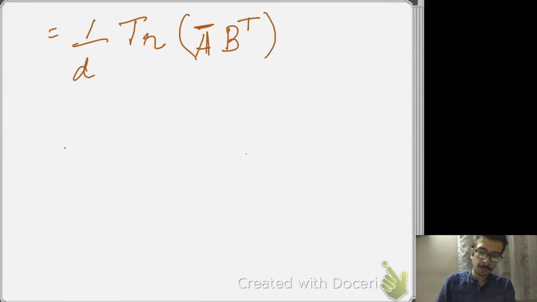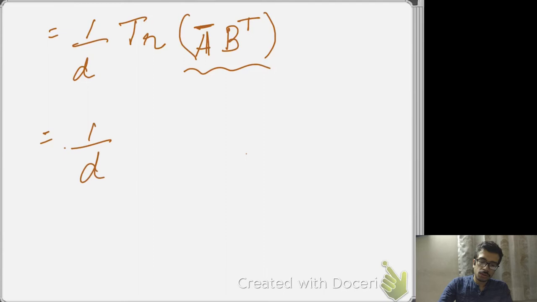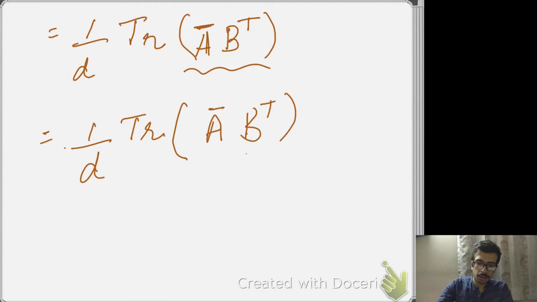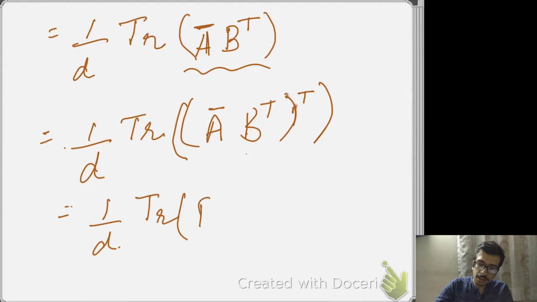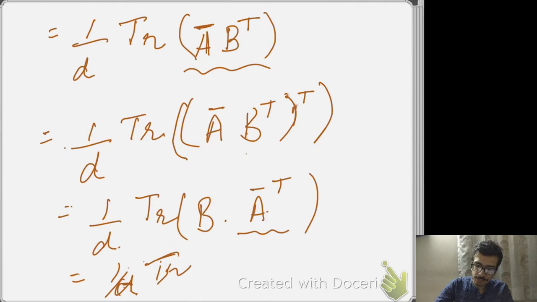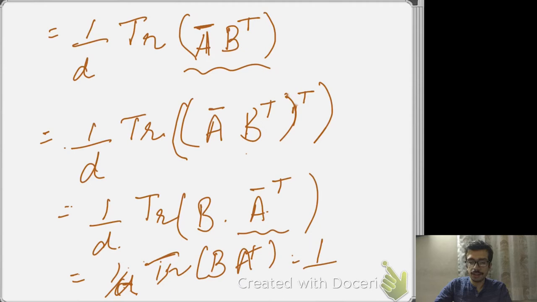Now, since the trace of a matrix is the same as the trace of its transpose, I'll take the transpose of this entire thing, which gives me this thing transposed. It's not a dagger actually, just a transpose. Here this will be B times A conjugate transpose, and the conjugate of the transpose is now A dagger. And now by cyclicity of trace, because the trace of AB is the same as the trace of BA, I can write it as 1 by D times the trace of A dagger B.